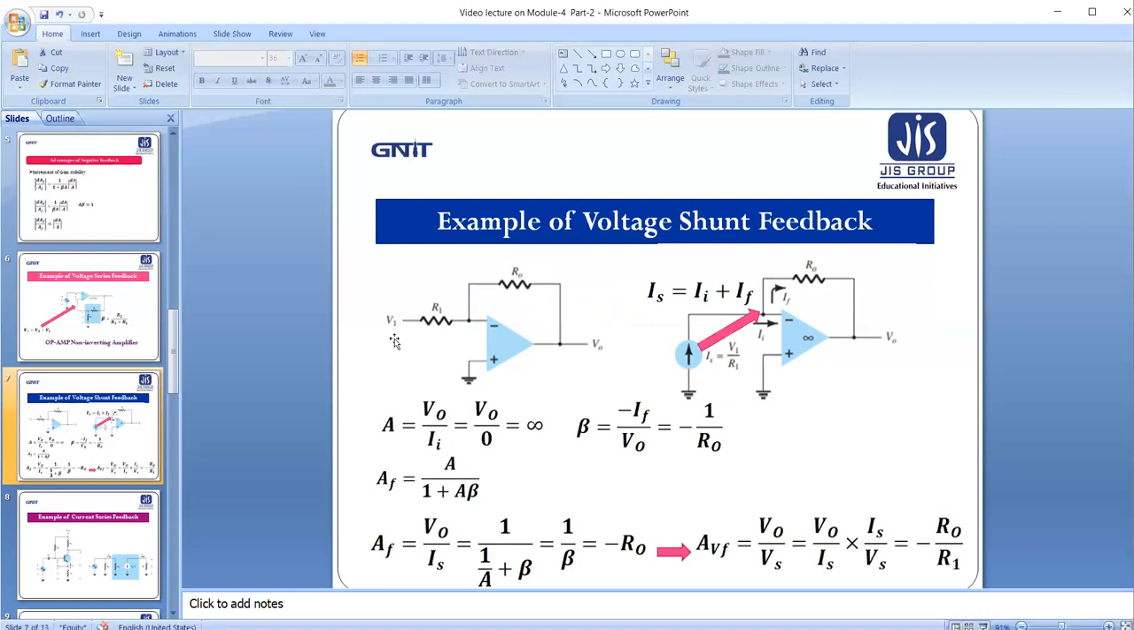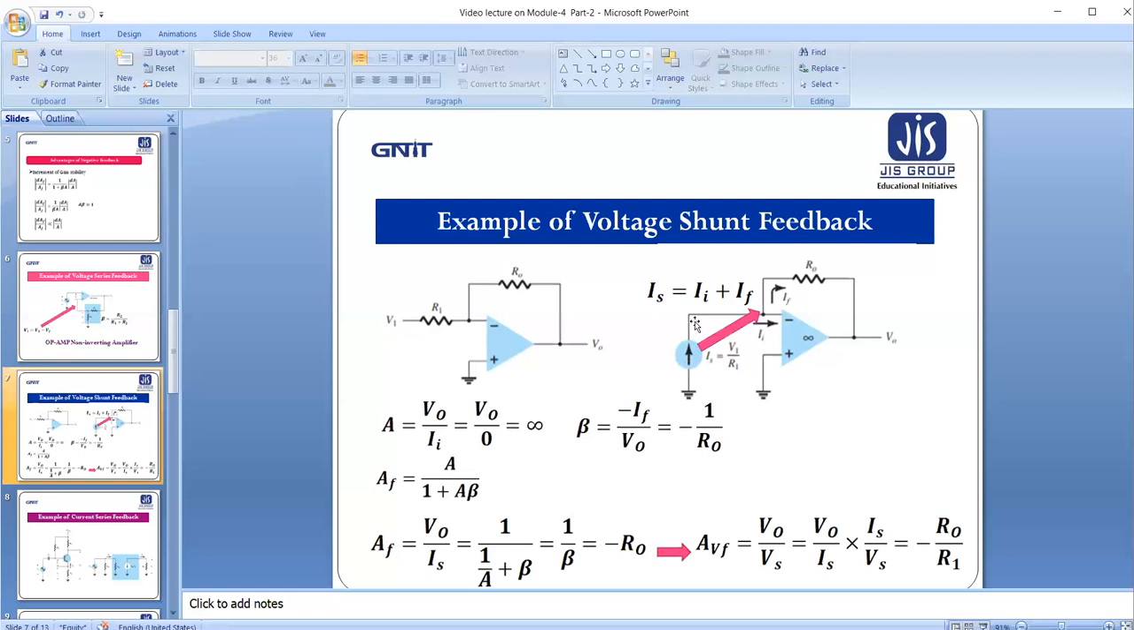This V1 is producing a current I1 due to the presence of R1. So I have inserted a current source IS, which equals V1 by R1. Why V1 by R1? Because this inverting terminal is grounded, and this point is taken to be the virtual ground, we know. So the effective current will be V1 minus 0 divided by R1. So automatically it becomes V1 by R1, IS.